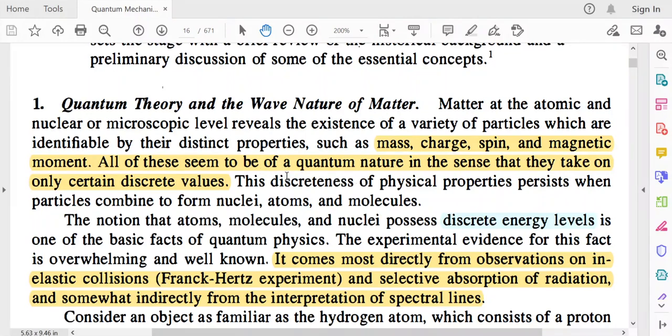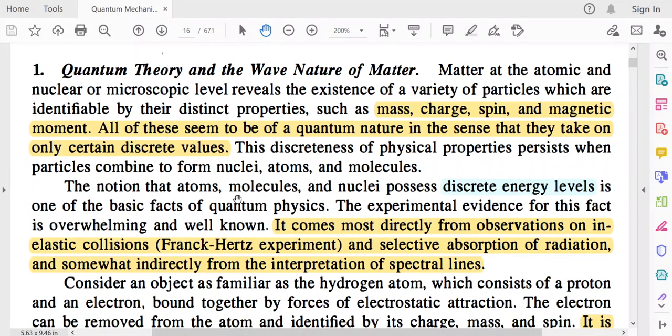So, what is the meaning of quantum nature? Quantum nature means that they take on only certain discrete values. So these variables take some discrete values, not continuous values.